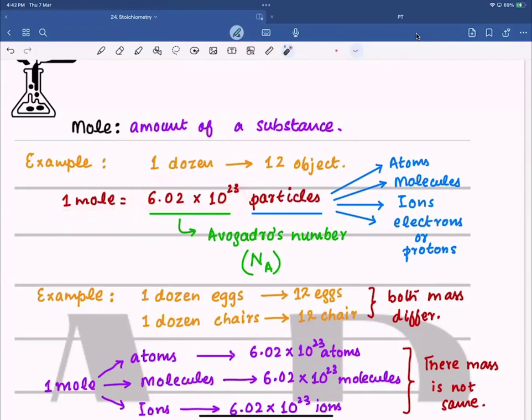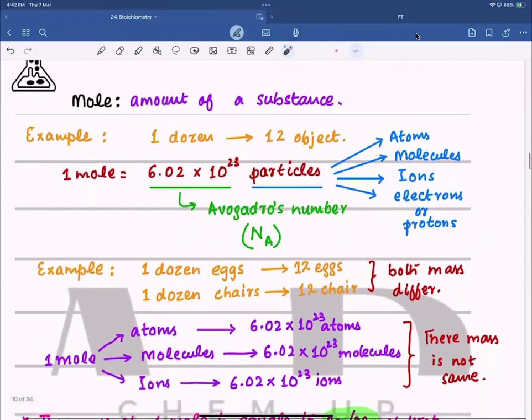Is this understandable? Okay, so if we have 1 mole of atoms, then it means there are 6.02 exponent 23 atoms. If we have 1 mole of molecules, then there are 6.02 exponent 23 molecules. And if I say 1 mole of ions, there are 6.02 exponent 23 ions. See, these are 3 different things. They are equal in count, but it doesn't mean they have the same mass.